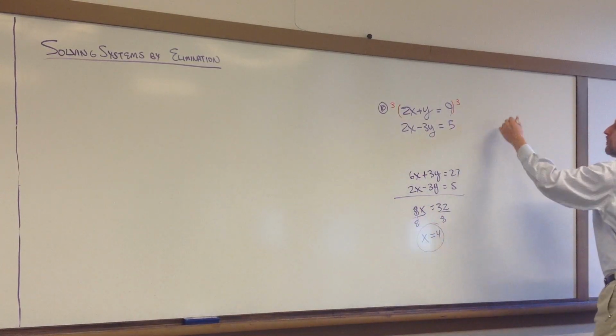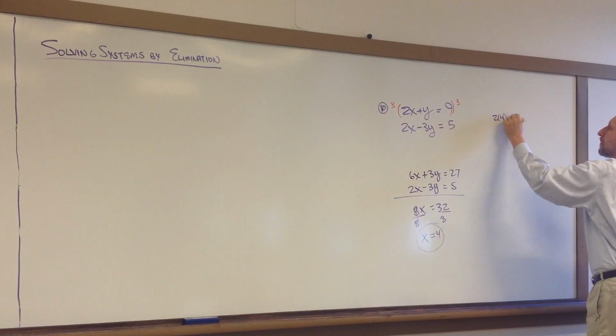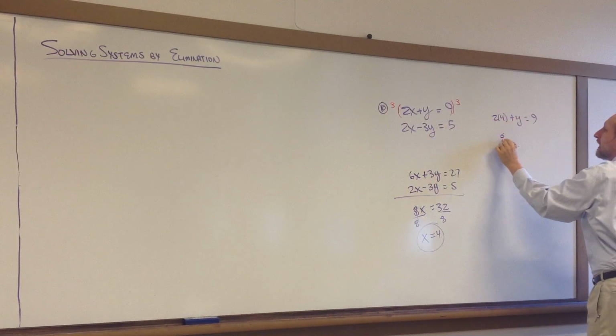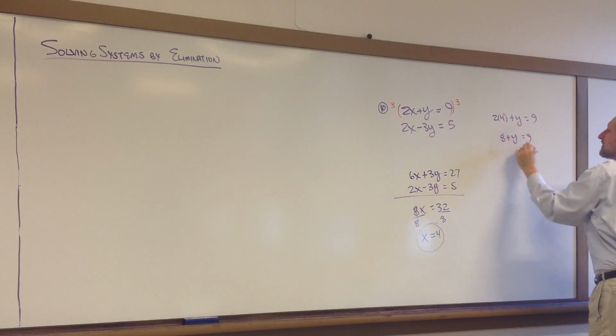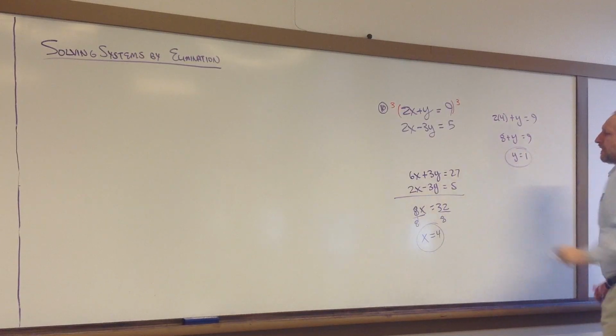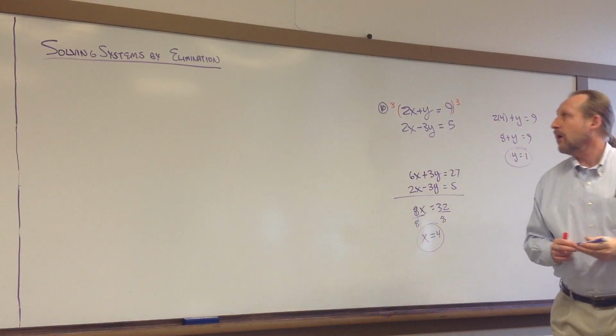And then let's see, we can go back up. 2 times 4 plus y equals 9. And so that says y equals 1. So x is 4, y is 1.